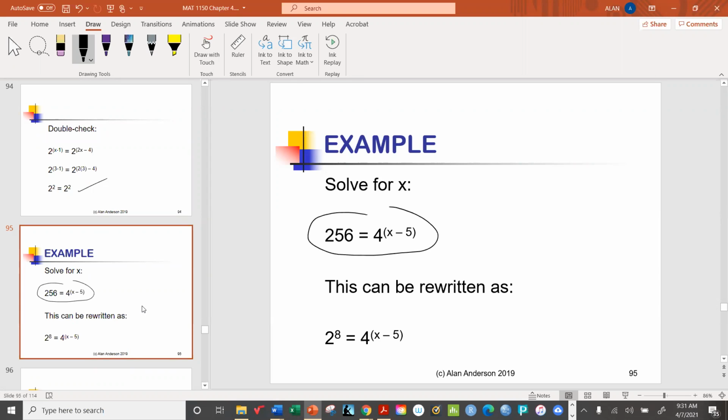What about this one? If you looked at it initially, you'd say, oh my God, what am I supposed to do here? But if you look at it carefully, you'll see, number one, that 256 is 2 to the 8th power. But still we have the different bases. Or do we? Because remember, 4 is 2 squared. So therefore, 4 to the x minus 5 equals 2 to the 2x minus 5. Okay, that's the challenge here.